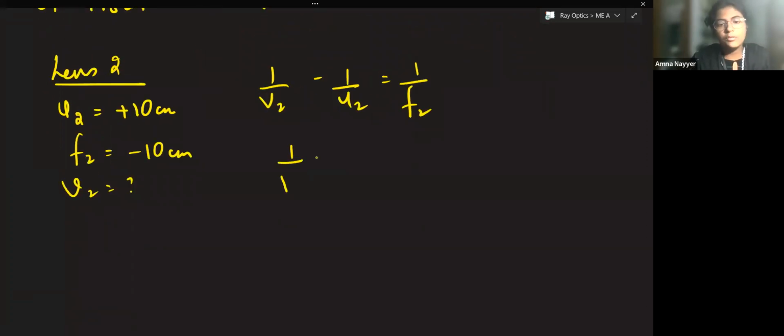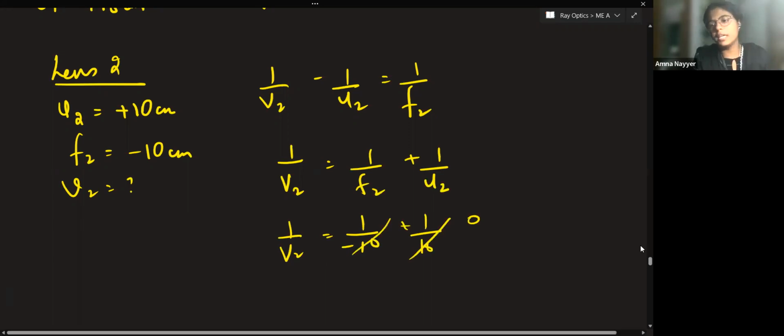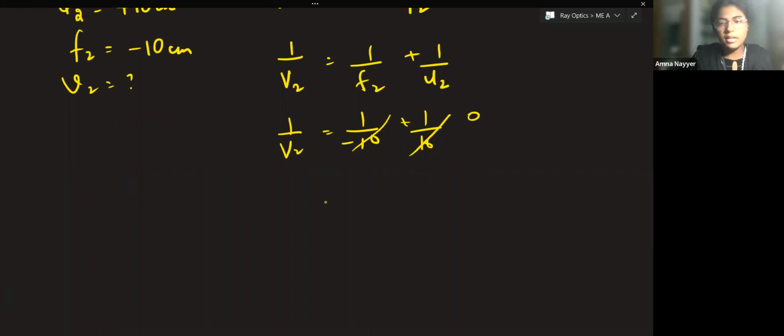So 1 by V2 is unknown, that becomes 1 by F2 plus 1 by U2. 1 by F2 is what? 1 by minus 10. 1 by U2 is also 1 by plus 10. This is 0. So V2 should be 1 by 0, that is infinity. Right? See, 1 by V2. Please do reciprocate it whenever you're writing in exams.